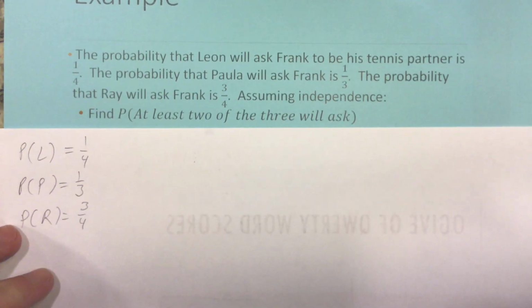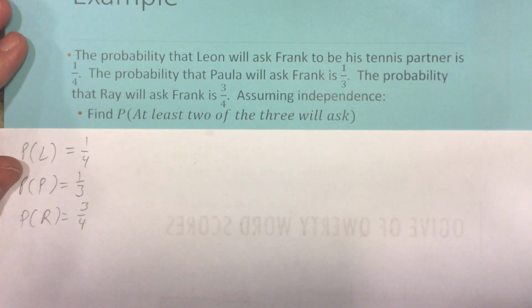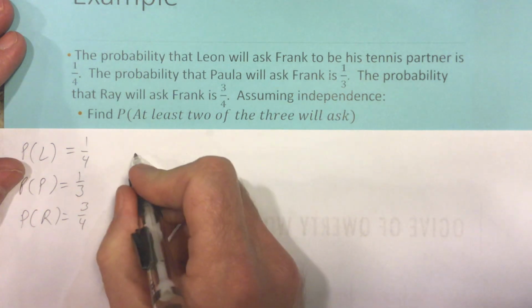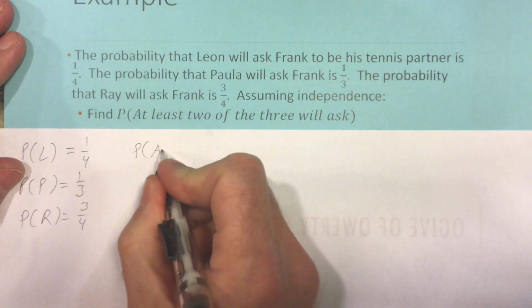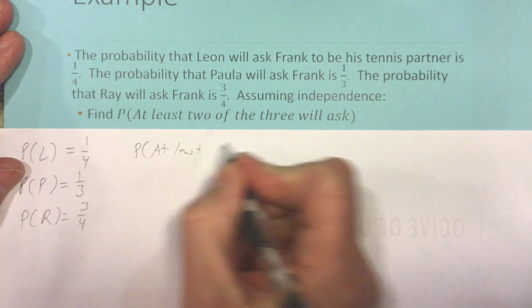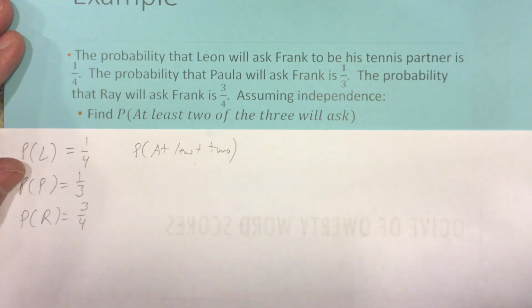Okay, at least 2 out of 3. Well, here's what I'm going to do. I'm going to try to explain what that means. At least 2 out of 3. So probability at least 2. Okay, well, at least 2.